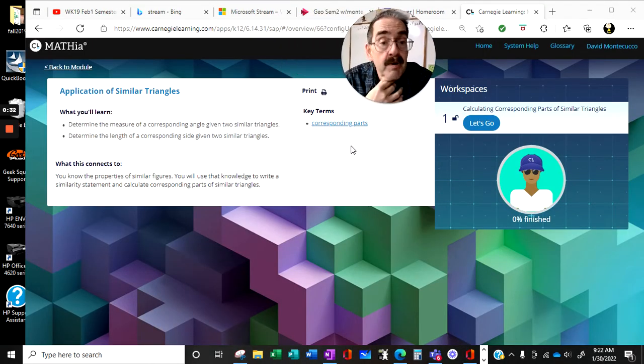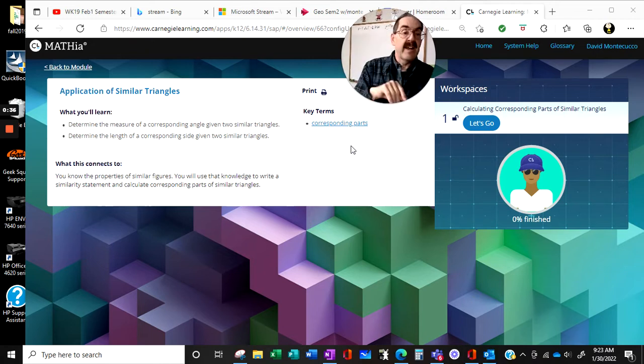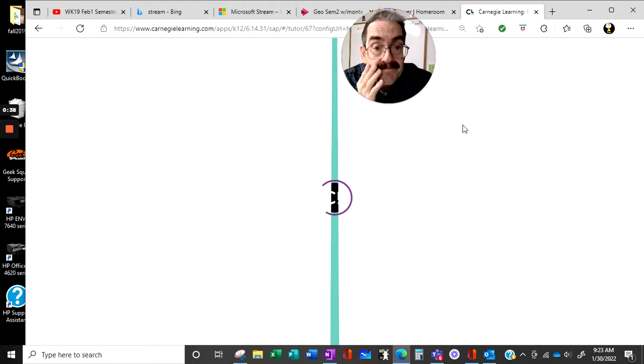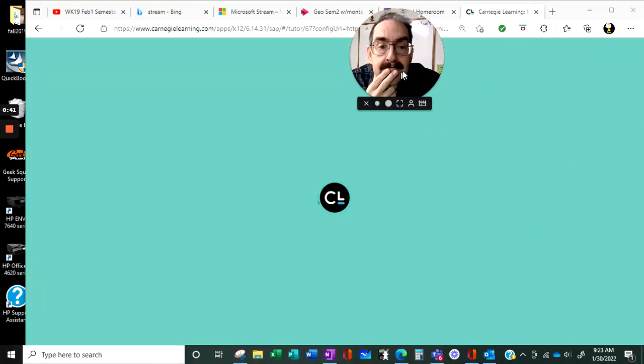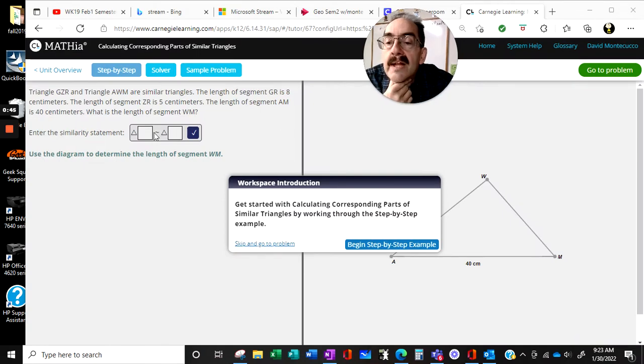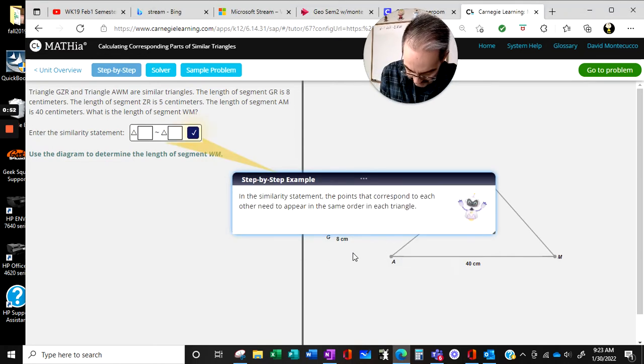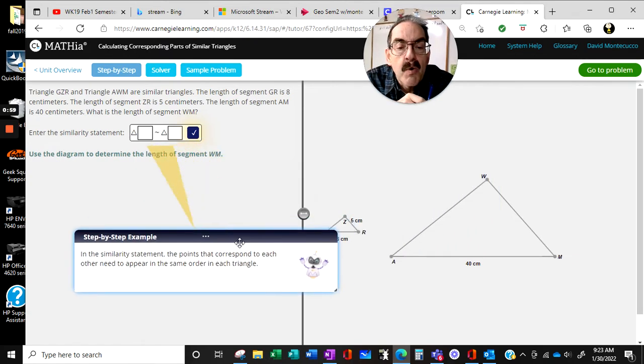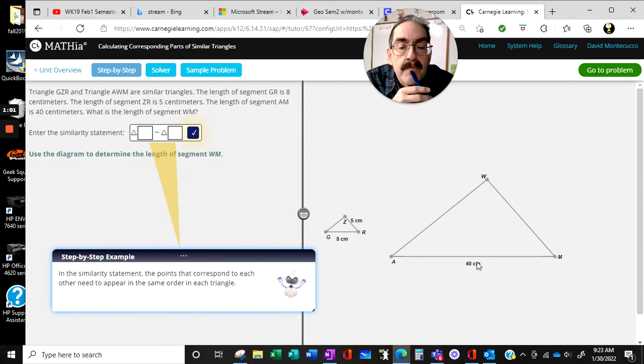Okay, corresponding parts. Remember that? The CPCTC, right hand to right hand, left hand to left hand. Let's see what we got here. Okay, enter the similarity between the two triangles. Corresponding parts. Okay, in the similarity, the points that correspond to each other appear in the same order. Okay, so now triangle GZR and AWM are similar.